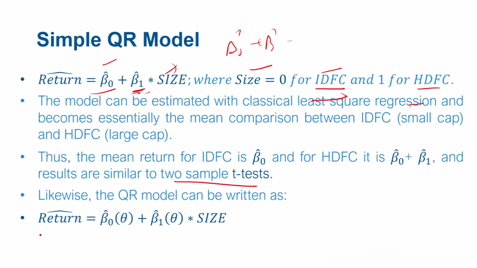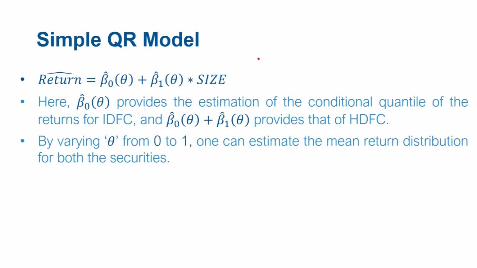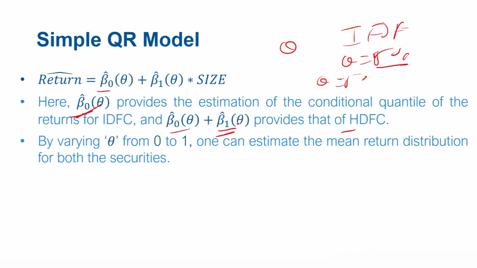In a similar manner, we can estimate the quantile regression problem, which is written like this. But now each estimate of beta is specific to a quantile theta. So when you run this regression model, you will get beta naught theta, which will give the theta quantile of IDFC return. For example, for theta equal to the 50th percentile, you'll get the median return for IDFC, which is beta naught. Similarly, for the median, you'll get the median return for HDFC, which is beta naught hat plus beta 1 hat, and their difference is beta 1 hat.